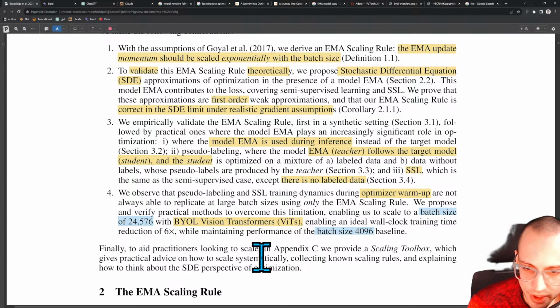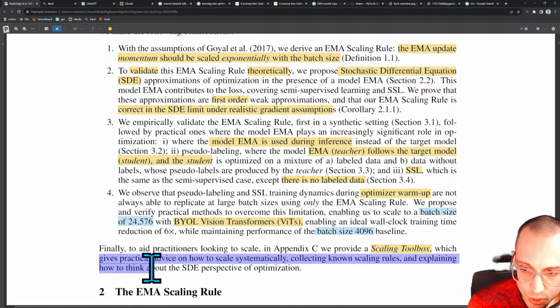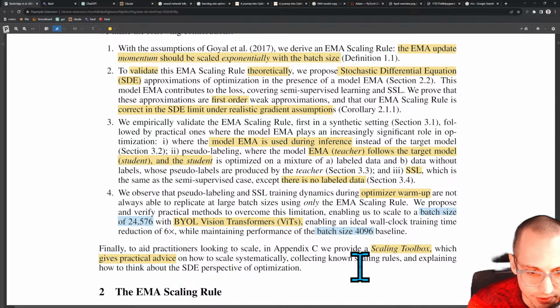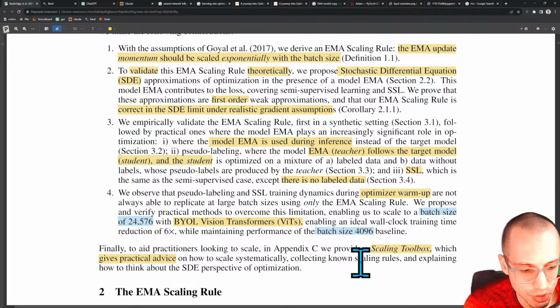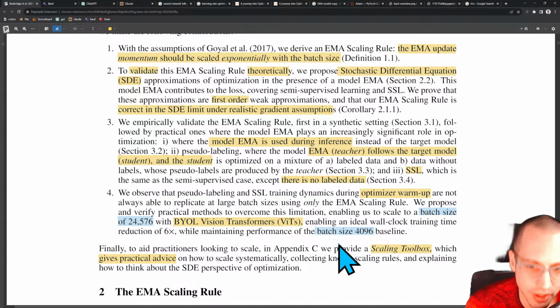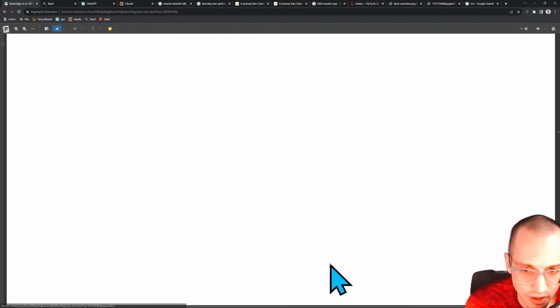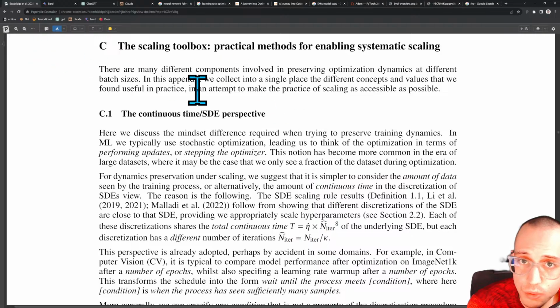Okay, to aid practitioners, we provide a scaling toolbox which gives practical advice. Okay, so we got a little scaling toolbox which gives practical advice. It's good to know. So if that's what you're interested in, if you want to get a set of applicable tools and heuristics that you can use for your choices on your particular problem, you can maybe go straight to this appendix C here and check out this toolbox.